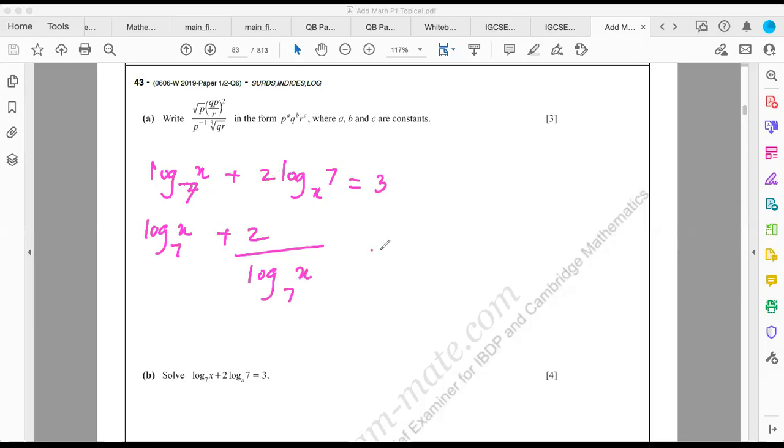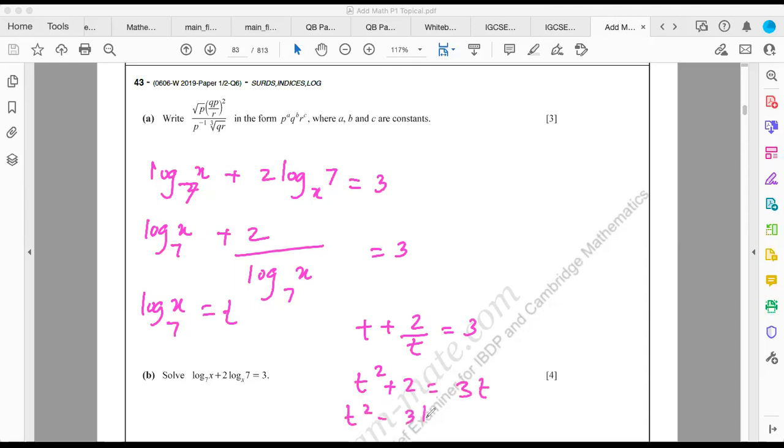So this 2 as it is equals to 3. Now take log x to the base 7 as, let's say, t. So it'll become t plus 2 by t equals to 3. So take LCM of this, you'll get t square plus 2 equals to 3t. Now you'll get t square minus 3t plus 2 equals to 0.